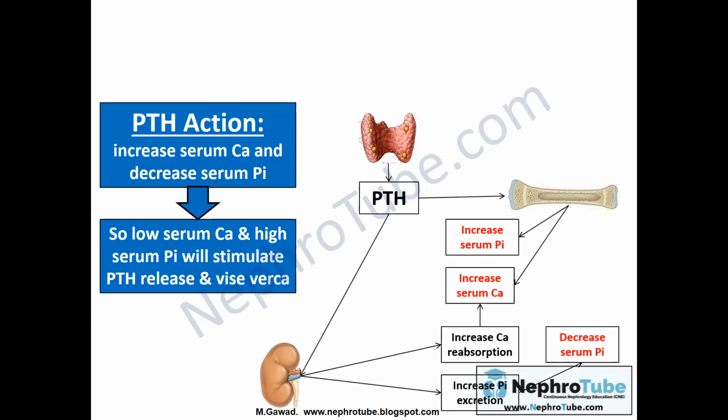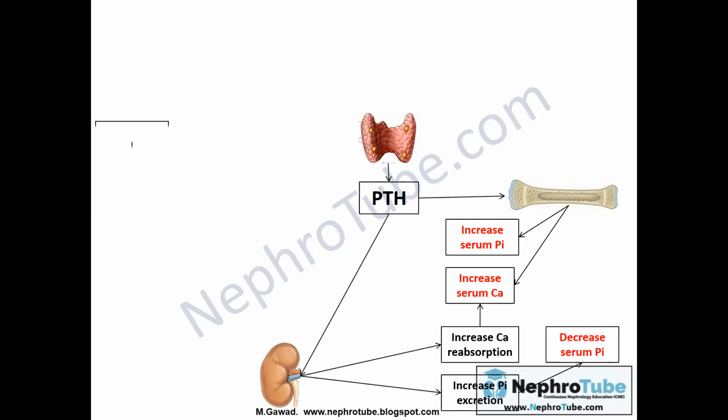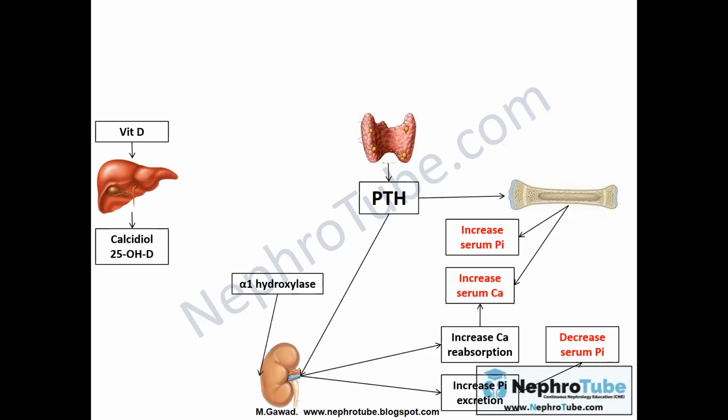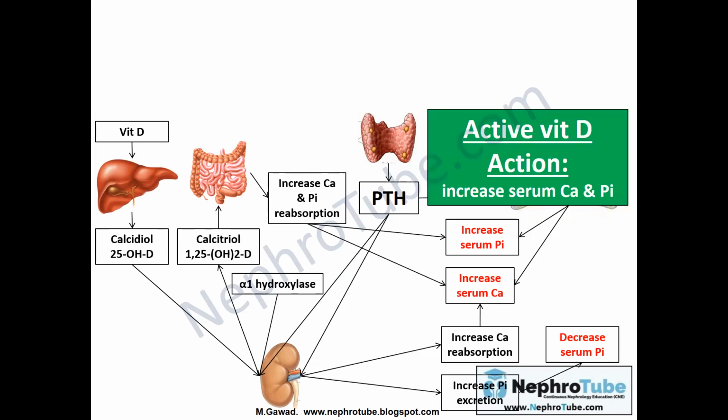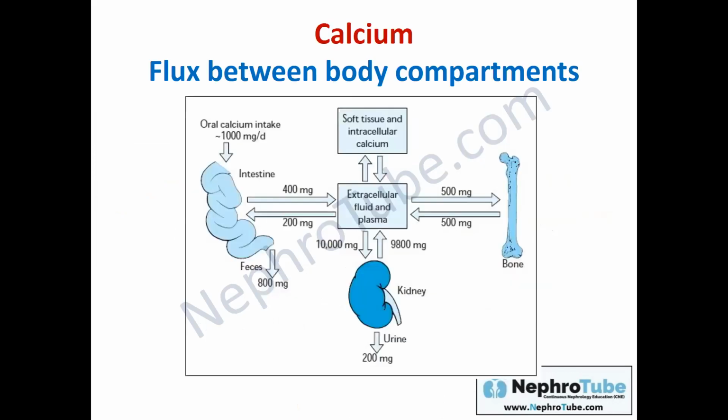The stimulus for the release of parathyroid hormone is low serum calcium or high serum phosphate level. Also, vitamin D affects calcium homeostasis. Calcidiol is formed by the liver and in the kidney under the action of the alpha-1 hydroxylase enzyme, with the assistance of PTH hormone. The calcidiol will be converted into 1,25 vitamin D, which is the active form, calcitriol, which will act on the intestine and increase calcium and phosphate reabsorption. So the final action of vitamin D is an increase in both serum calcium and phosphate. The main stimulus of vitamin D formation is a decrease in serum calcium or serum phosphate.